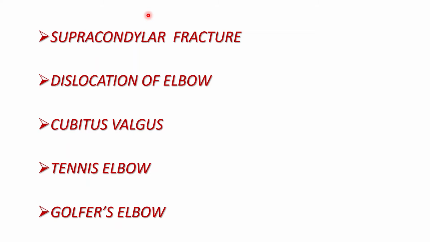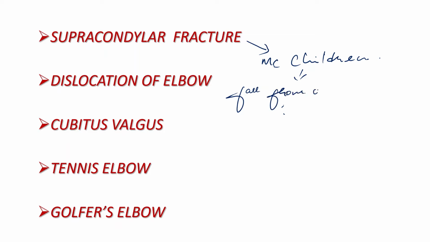Moving on to the very first, the supracondylar fracture of the humerus. This supracondylar fracture of the humerus is quite commonly seen in children. Yes, it is most commonly seen in children. This fracture results from a fall on the outstretched hand. Any fall on the outstretched hand results in the supracondylar fracture.